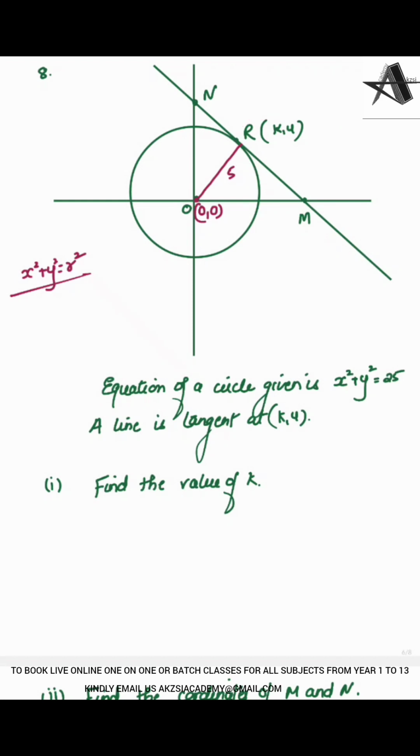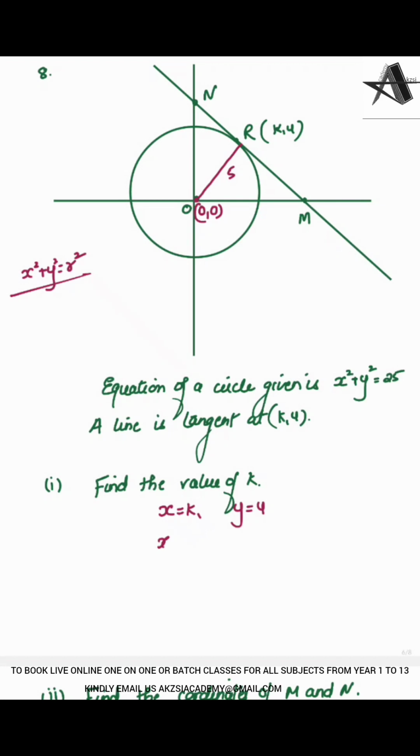The first thing that we have to do is calculate the value of k. Clearly, this point is lying on the circle as well as on the tangent. We already know the equation of the circle, so it's very easy to calculate k, because the point will satisfy the given equation. That means x equals k and y equals 4. Obviously, if a point is lying on any curve, it should satisfy that equation.